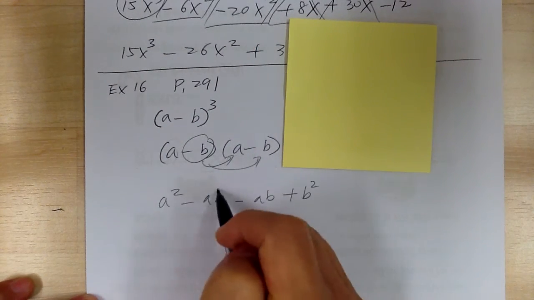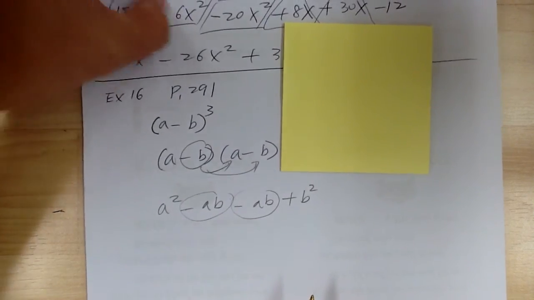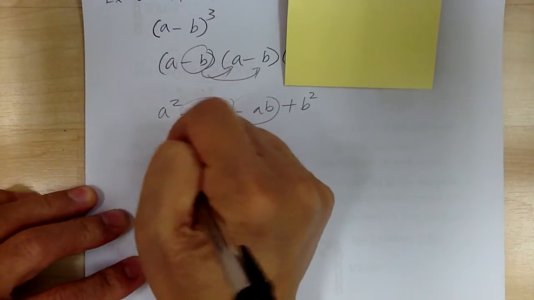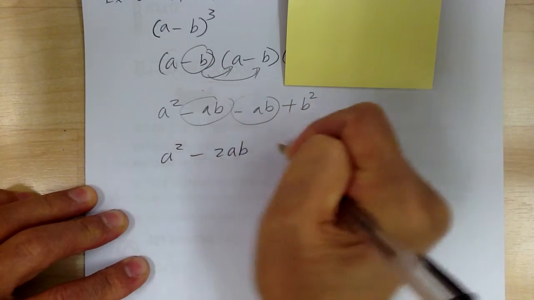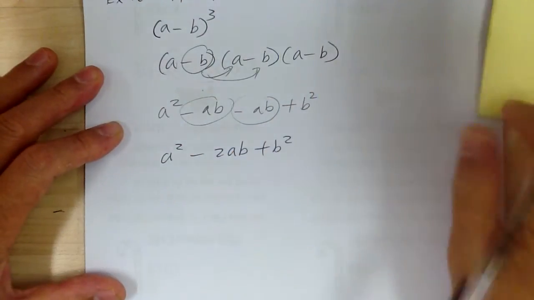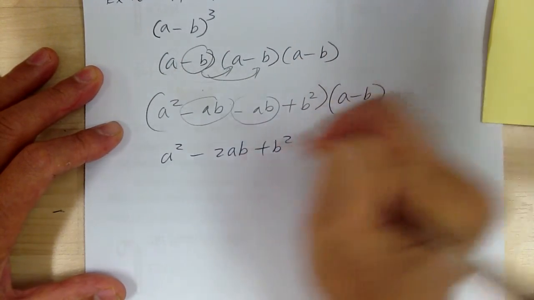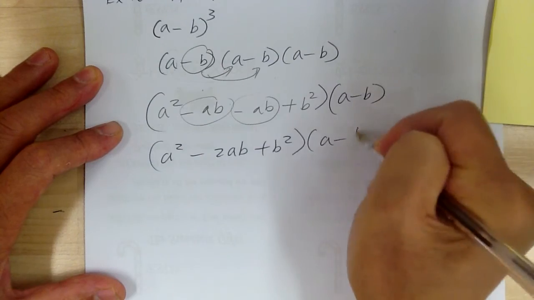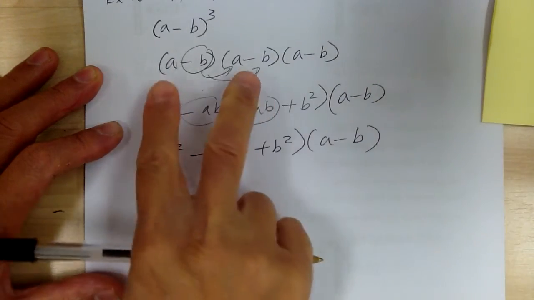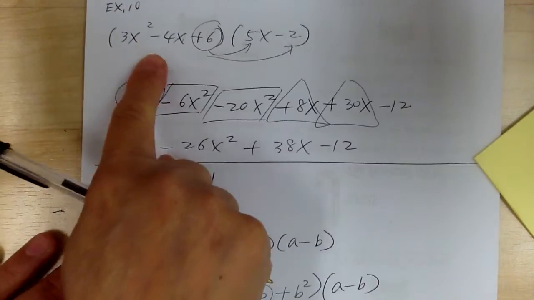And then you combine the like terms. So you're going to get a squared minus 2ab plus b squared. So this is from these two. Okay? And for the last one, you just follow it through, right? So again, you can only multiply 2 parentheses at a time. So now it becomes the earlier example, right?